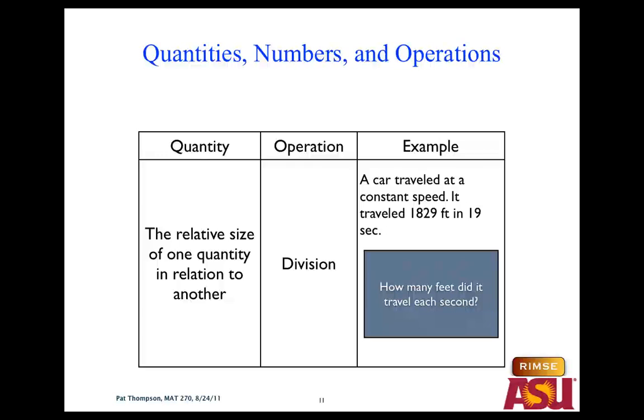Okay, so here, a car traveled at a constant speed. It traveled 1,829 feet in 19 seconds. You've had some practice in class and in the homework with the bars. So can you set up a bar diagram and follow through a progression of reasoning to come up with how many feet did it travel in each second? See how you can do. This is kind of review now. Hopefully we're getting the hang of this. I've got my list to call on you, so be ready.